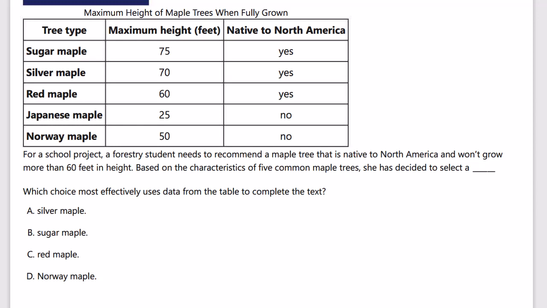Okay, got a command of evidence quantitative with the table. We're going to have to use the table, it looks like, with the underline to complete the text. So I'm going to need some data from the table to complete the idea here.